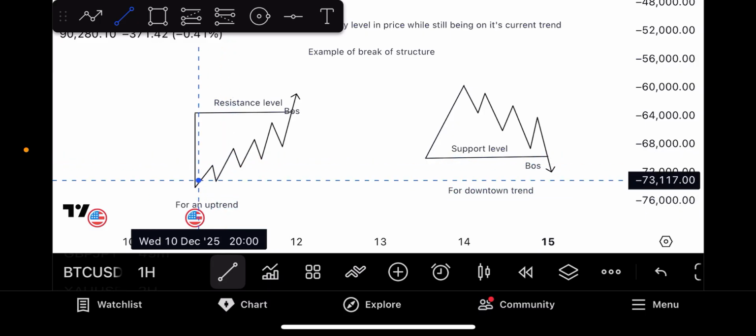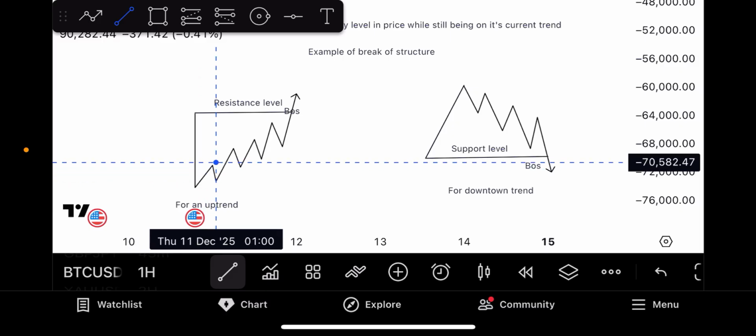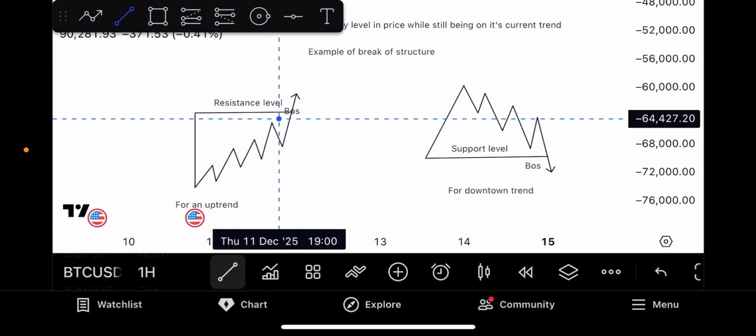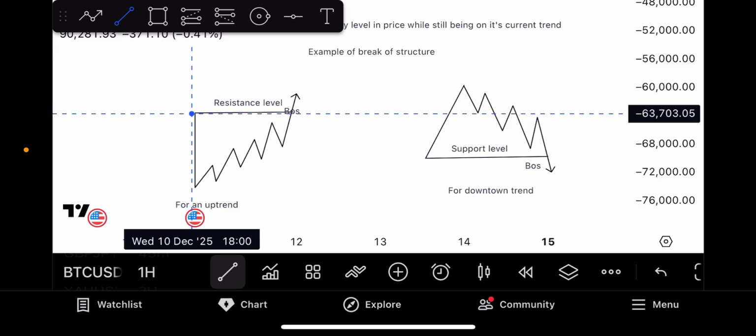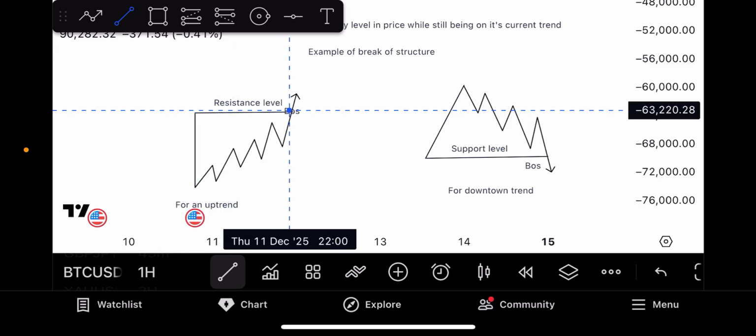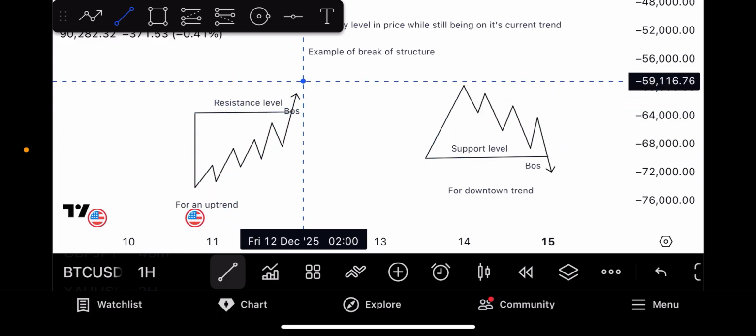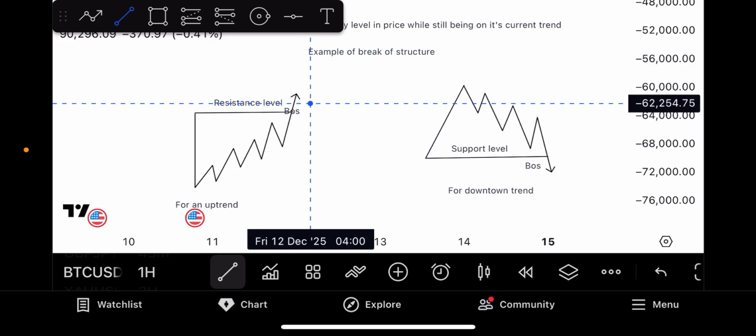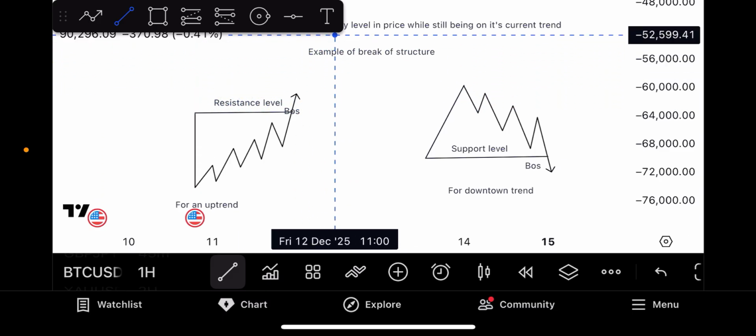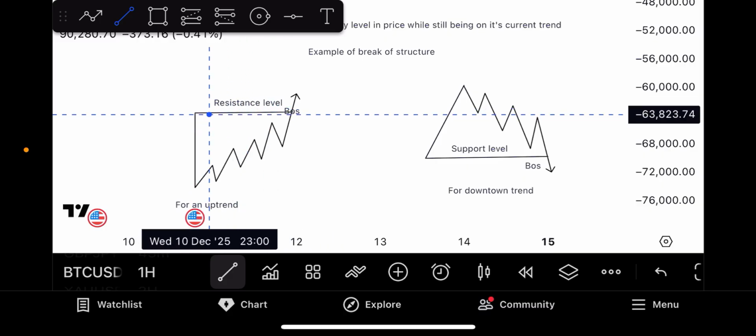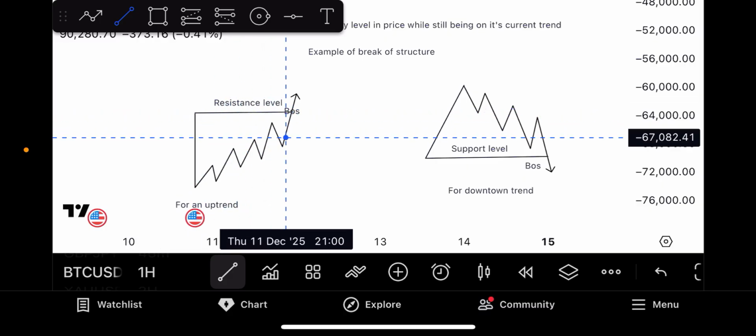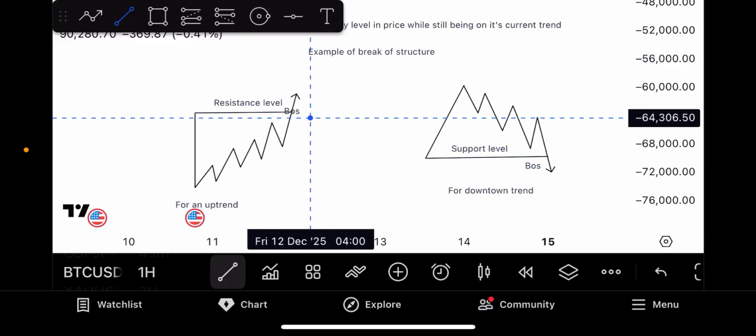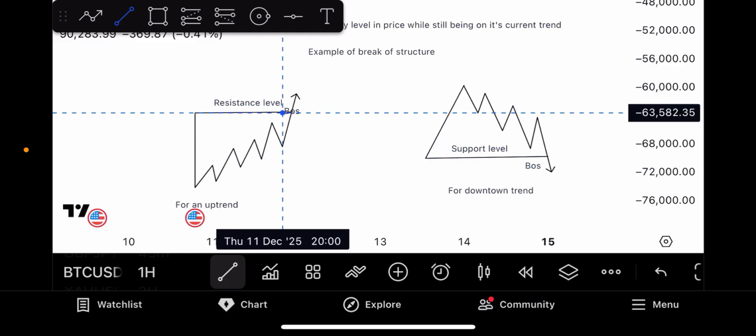You see price make a series of higher highs and higher lows. Then it broke past this resistance level to the upside while still maintaining its current trend. This resistance level that the market broke while making a series of higher lows is your break of structure.